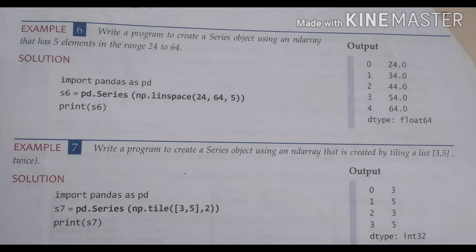In the next question we are using the tile function with a numpy array. See 3, 5 in tile and 2. 2 means the repetition, how many times we want this to be repeated. So 3 and 5 are repeating 2 times with index 0, 1, 2 and 3.